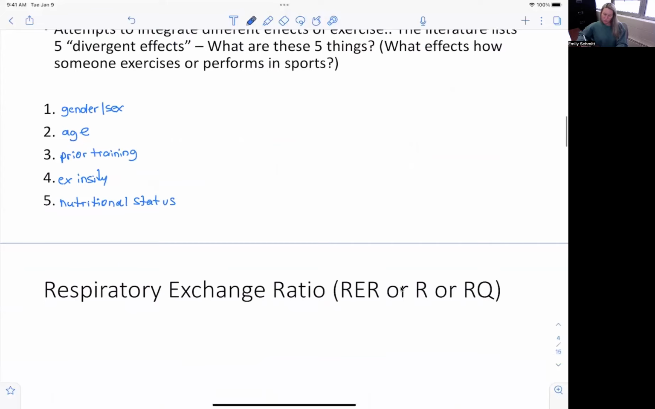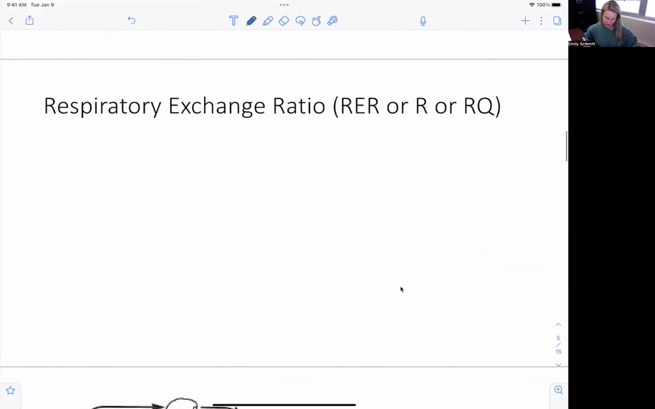So when thinking about this crossover concept, we also have to talk about the respiratory exchange ratio. Now, I alluded to this a couple modules ago when I showed you my VO2 max printout from my graduate school days. So respiratory exchange ratio is RER. Sometimes you'll see it as R, sometimes you'll see it as RQ, sometimes you'll see it as Q. But I think for this class, I keep everything pretty close to this RER.